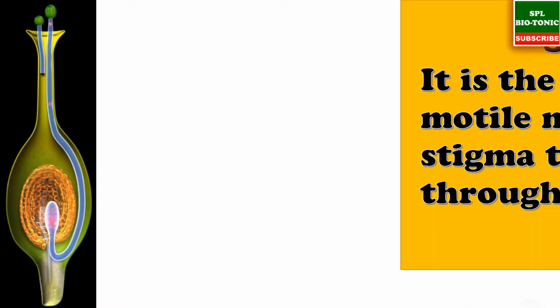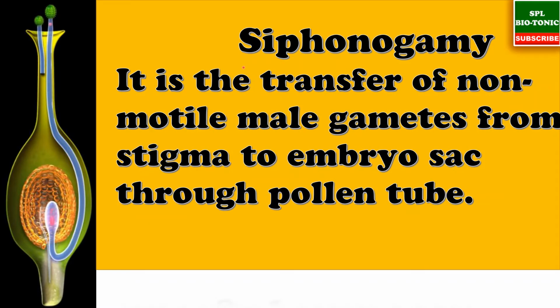Students, in angiosperms, the male gametes are non-motile, that is, they cannot move by themselves. Therefore, the male gametes are carried towards a female gamete through the pollen tube. That process is called siphonogamy.